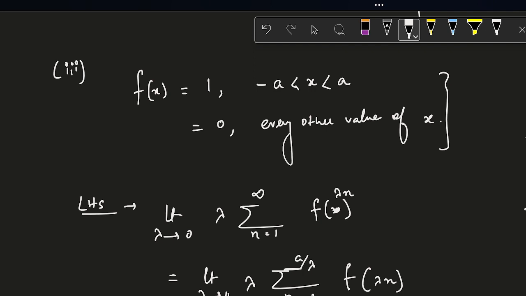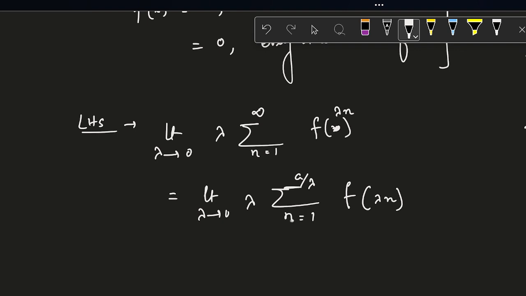So if you write in terms of x, then the limiting points are plus a and minus a. But if you write in terms of n, which is the discrete number defining the sum, then you get the point where n is equal to plus minus a by lambda, because you have simply replaced the value of x by lambda n. Okay, so now n is equal to plus minus a by lambda, so it has both positive and negative values for the limits. But look at this sum, you only get positive values of n, because the n value starts from 1 and goes to plus infinity.